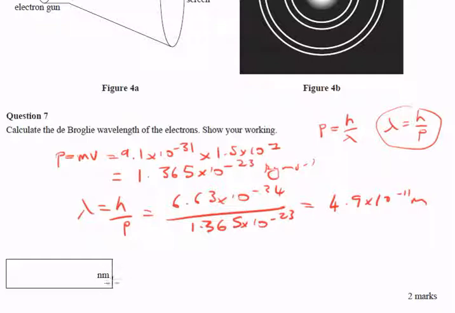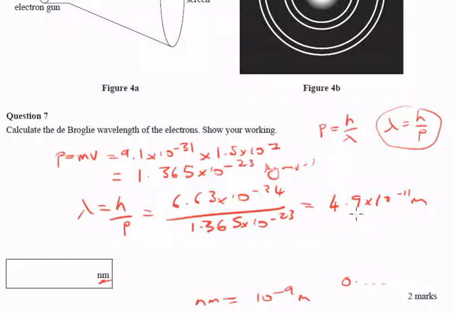Alright, they want the answer in nanometers. Now a nanometer is 10 to the minus 9 meters. So this is smaller than a nanometer. So hopefully our answer that we're going to put down here is smaller than a nanometer, like 0 point something.